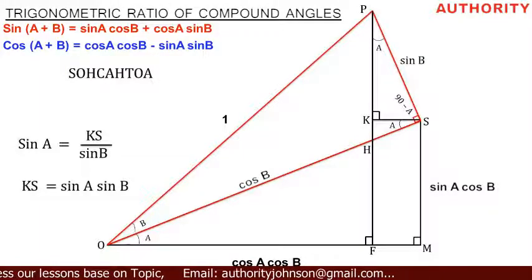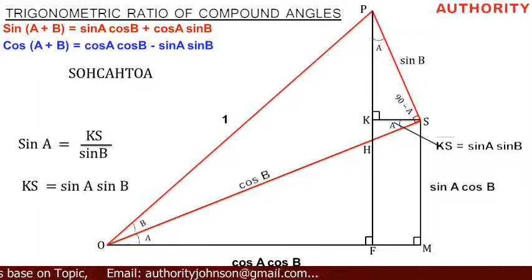sinB. So we cross multiply, and we have our KS to be sinA sinB. As we have sinA sinB, let's label it: KS is equal to sinA sinB. And then you discover that KS is parallel to FM.